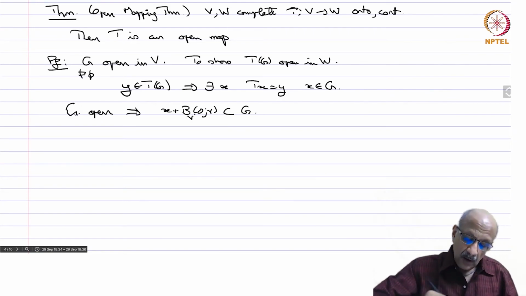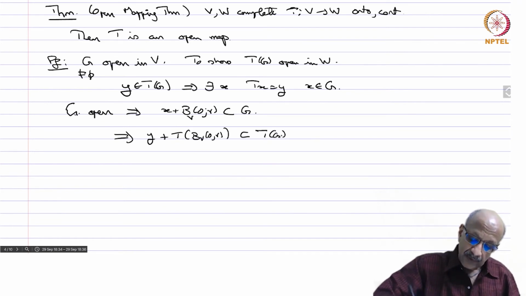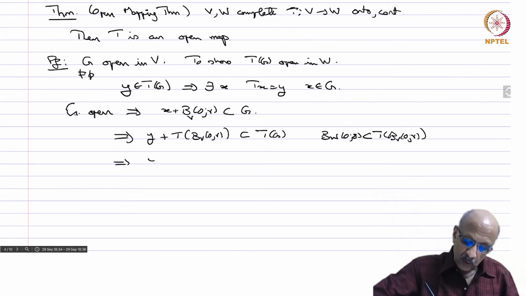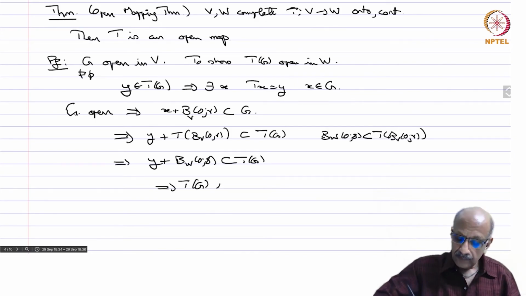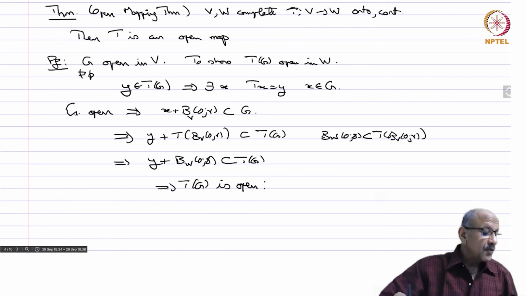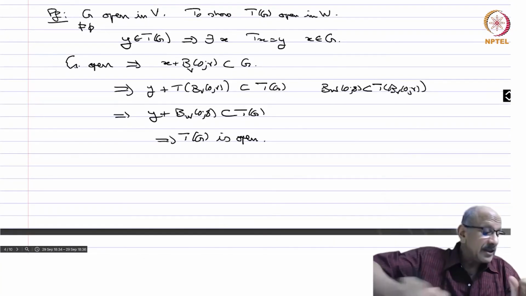Therefore Tx, that is y, plus T(B_V(0,R)) is contained in TG. But there exists a B_W(0,S) which is contained in T(B_V(0,R)), that is what we remarked, and therefore y plus B_W(0,S) is contained in TG, and this implies that TG is open. And this proves the open mapping theorem. So there are several applications of this theorem, and some of them are really very interesting.